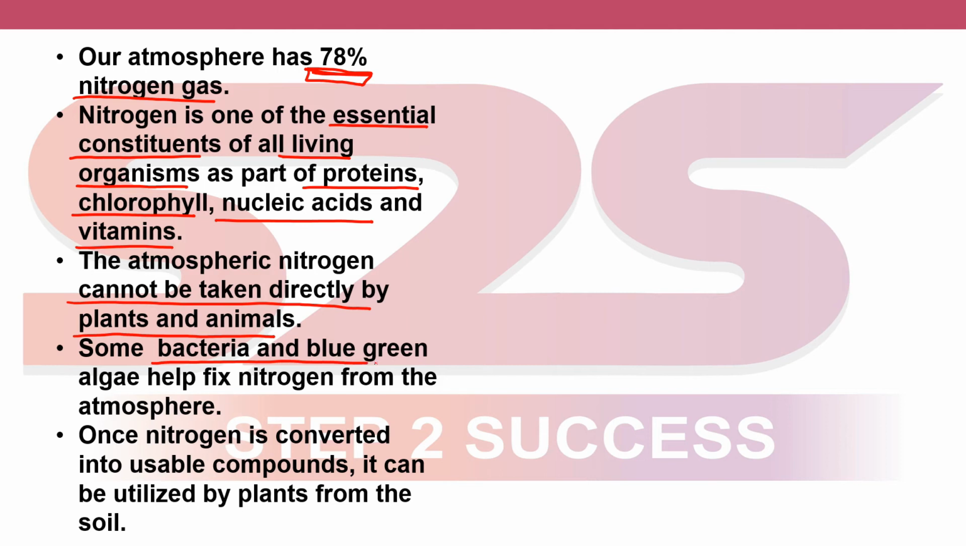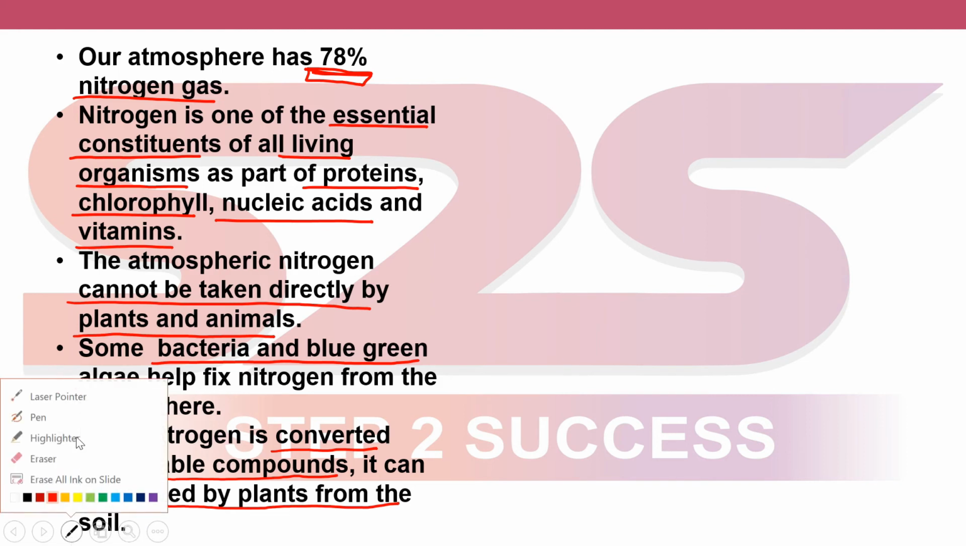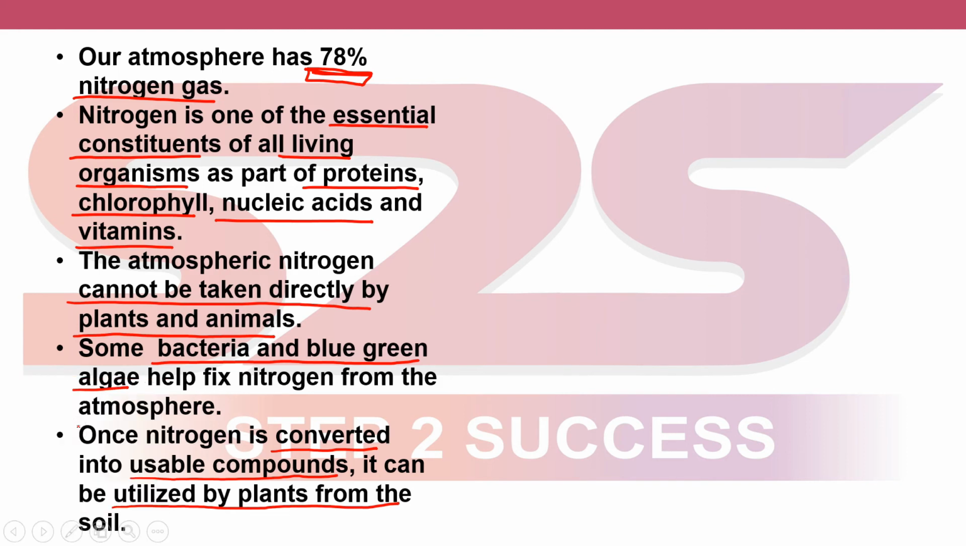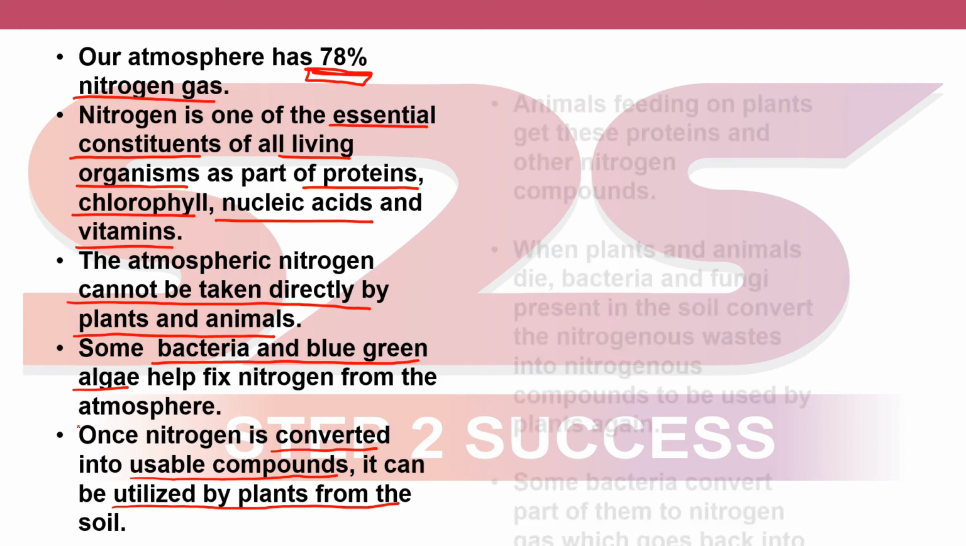So bacteria and blue-green algae help fix nitrogen from the atmosphere. Once the nitrogen is converted into usable compounds, it can be utilized by plants from the soil. It is an essential constituent and it cannot be directly taken up by plants and animals.